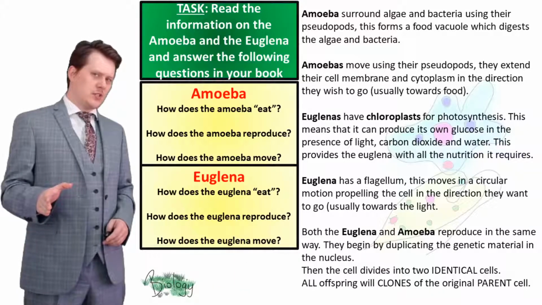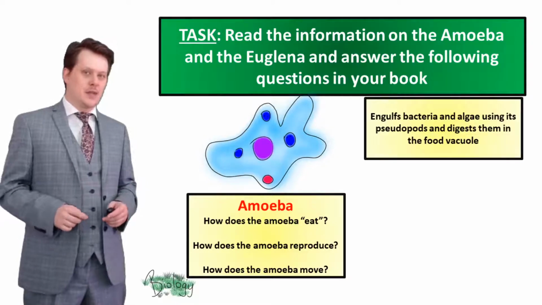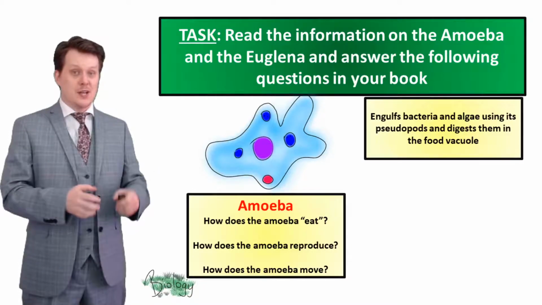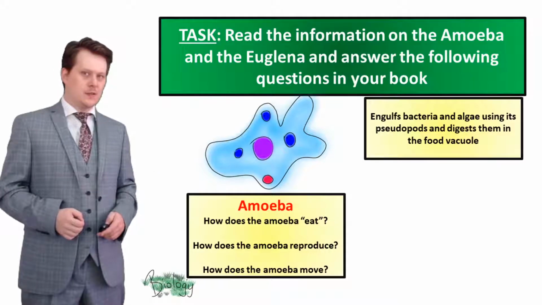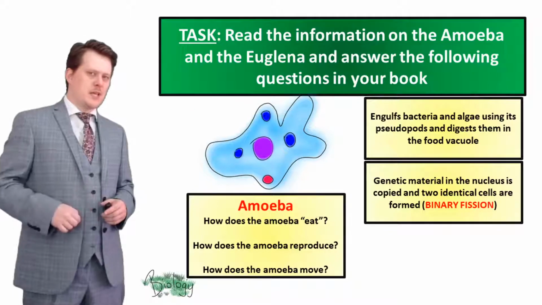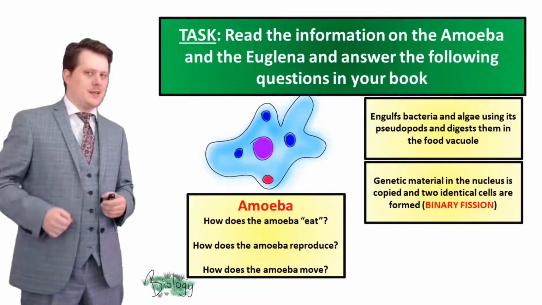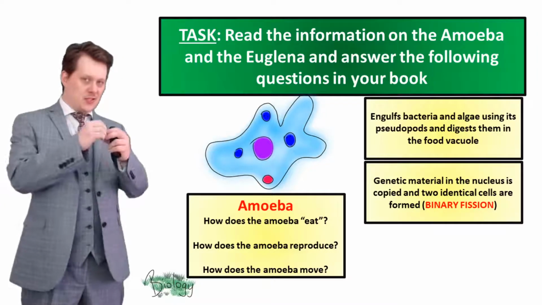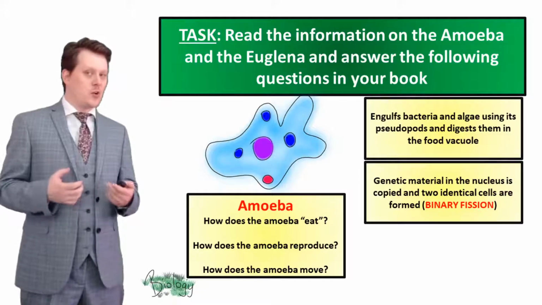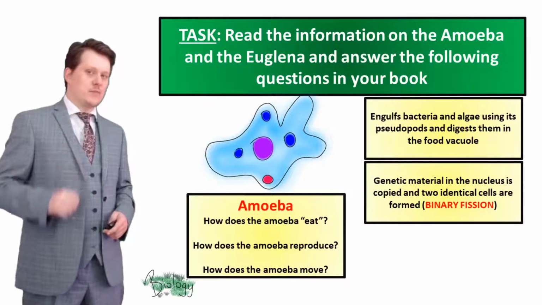You got answers for all 6 questions? Let's start with our amoeba. So what does the amoeba eat? The amoeba engulfs bacteria and algae by using its pseudopods, and it digests them in the food vacuole. How does this reproduce? By a process called binary fission. This process of binary fission requires the cell to duplicate all of its organelles, including its genetic material, and then split into 2 genetically identical cells, essentially forming a clone of itself. So unlike animals, you only need 1 cell for reproduction.